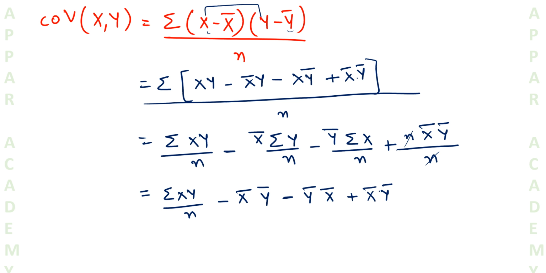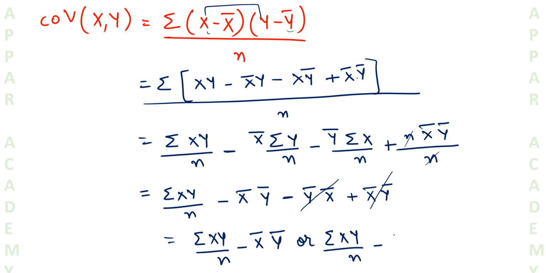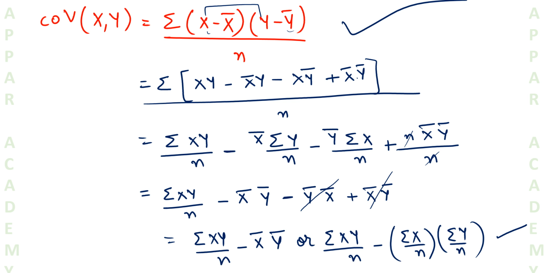Now from here, can we say this is same as this? So this becomes summation xy upon n minus x bar y bar, right? Or summation xy upon n minus, just from here, summation x upon n into summation y upon n. So can we say the two formulas are same? This part is same as this part, right? Because we have derived 1 from 2, all we can say is no matter how we calculate it, we will always get the same answer.